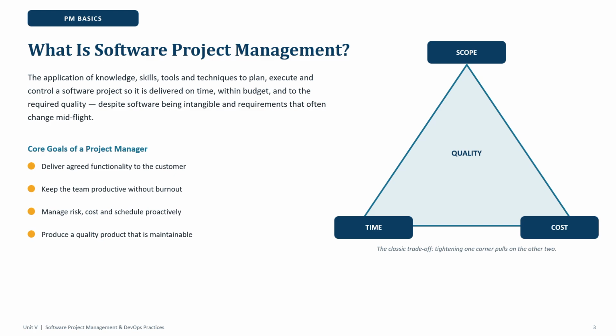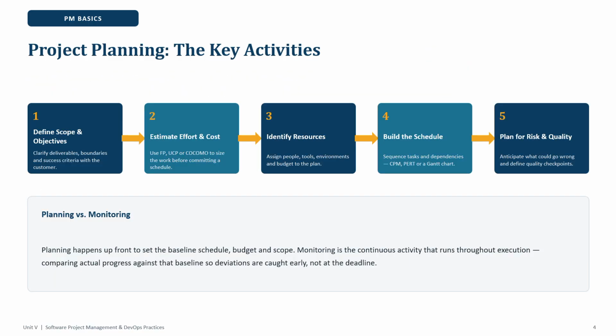The goals of the project manager are: delivering great functionality to the customer, keeping the team productive without burnout, managing risk, cost, and schedule proactively. Okay, these should be managed proactively: risk, cost, and schedule. The fourth one is to produce a quality product that is maintainable.